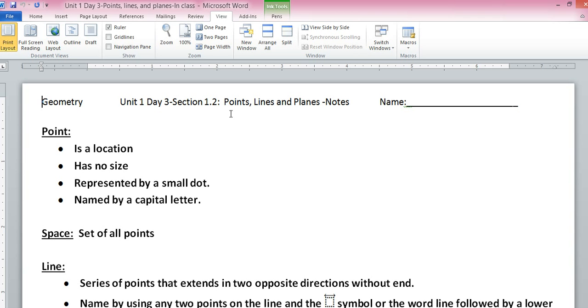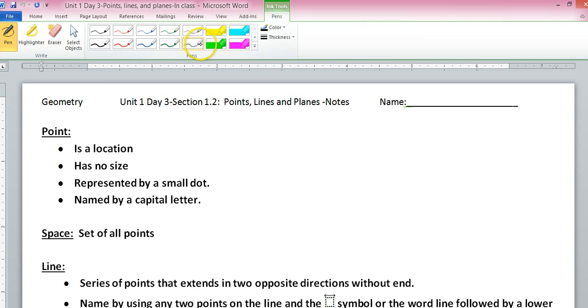First definition, a point. Basically, everybody knows what a point is. It's a location. A lot of us think of it as just a dot in a space, but we have to recognize that it defines location. Any point you have can basically be anywhere on the paper, but it doesn't matter how big the point is. It defines location, not size. We represent a point with a small dot, and we name it using a capital letter.